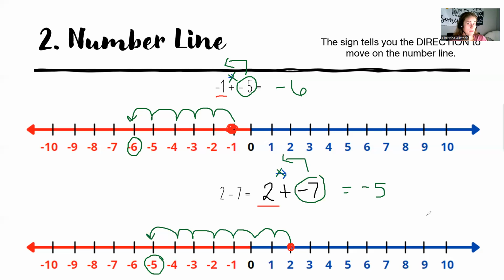All right, maybe that strategy worked for you. If not, we've got one more coming up.